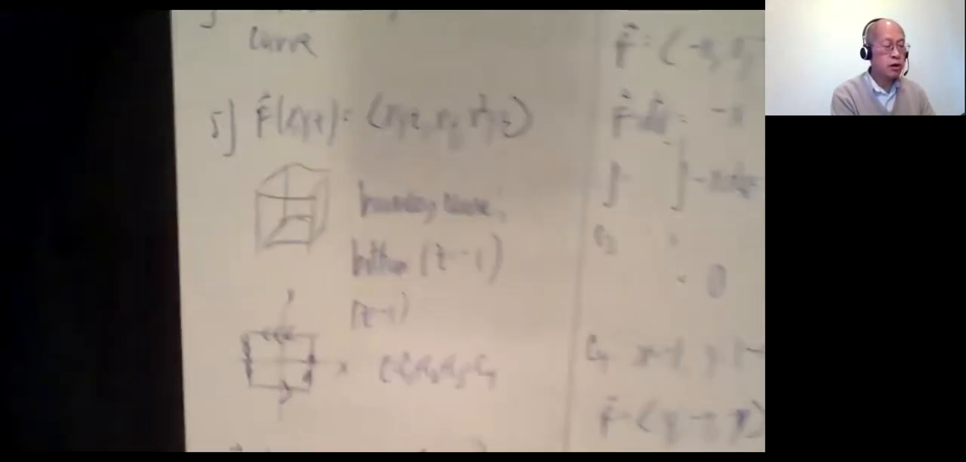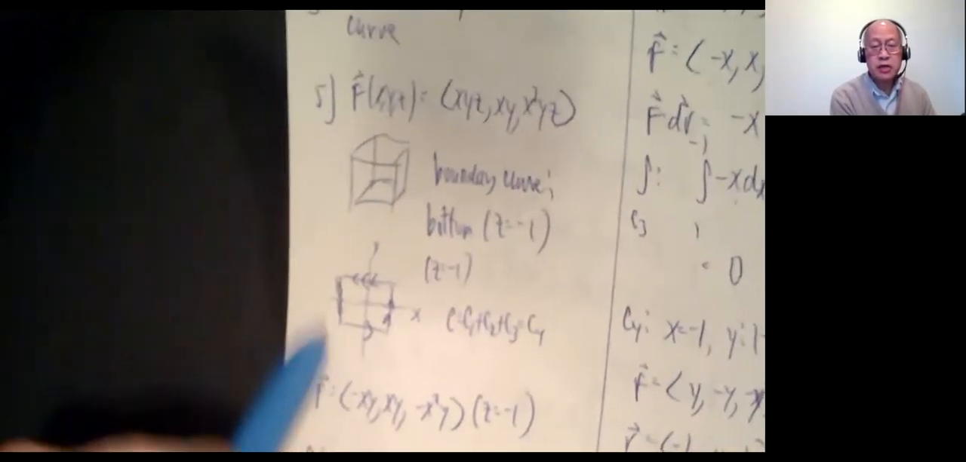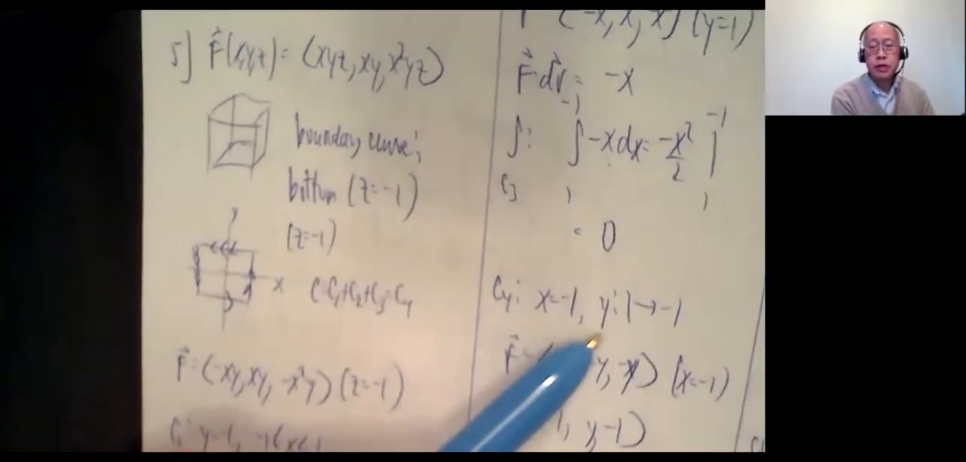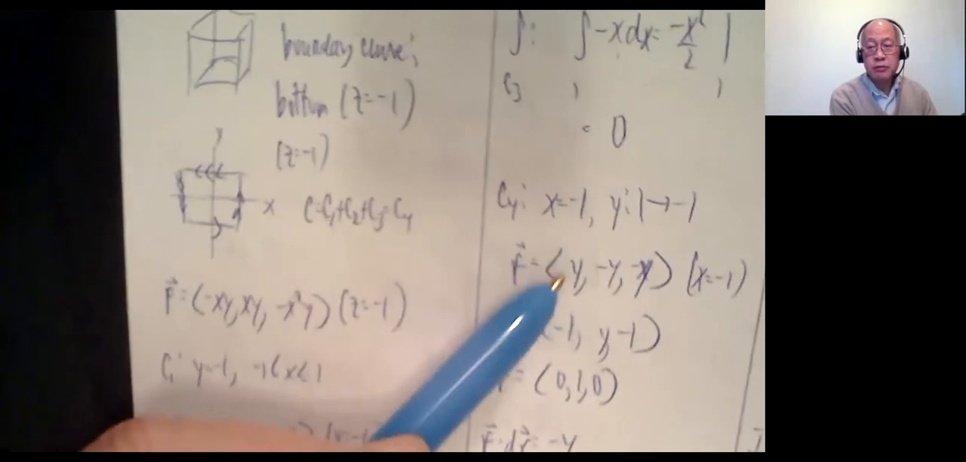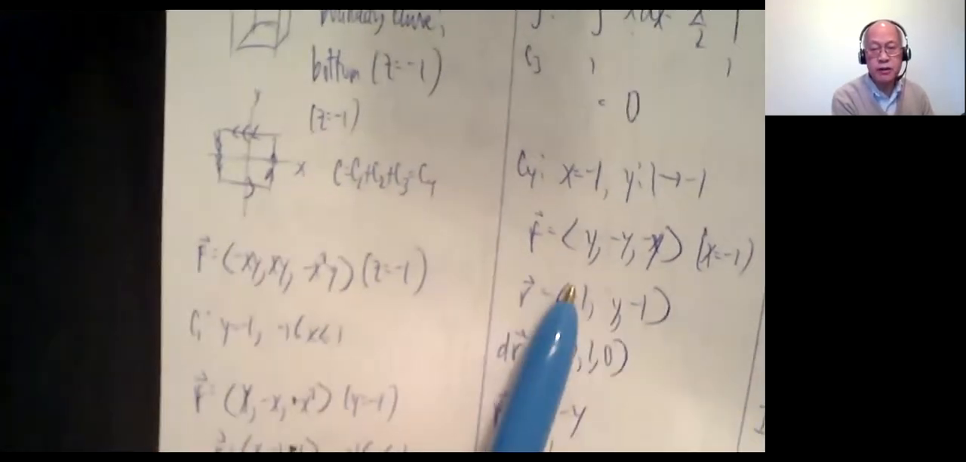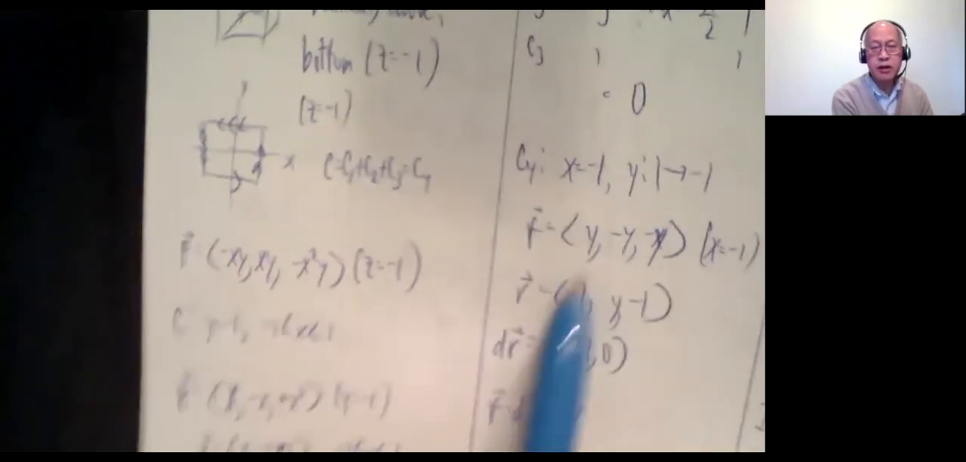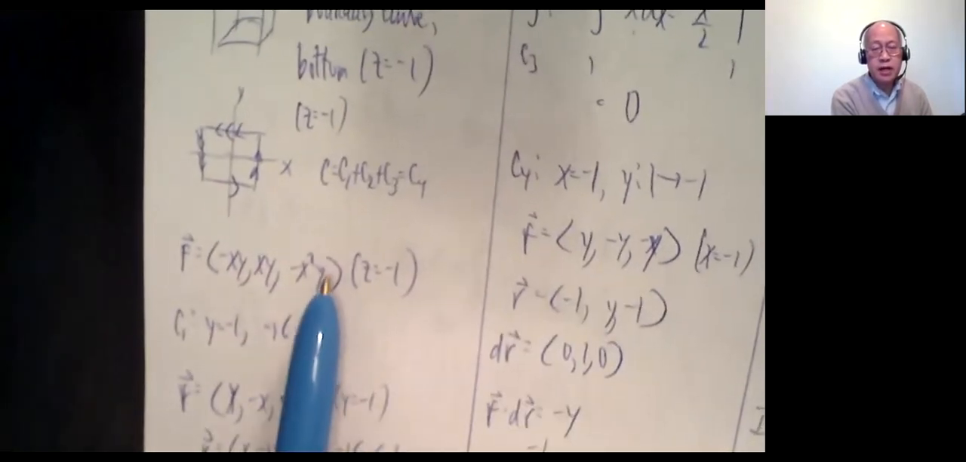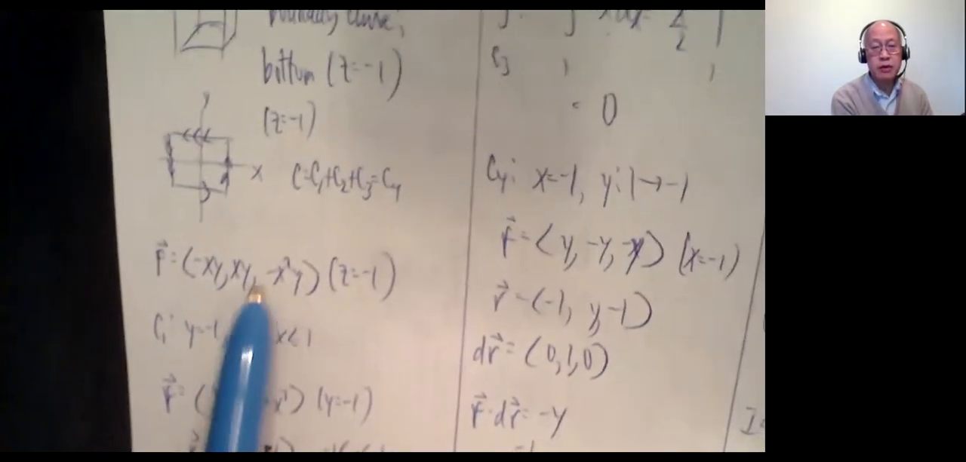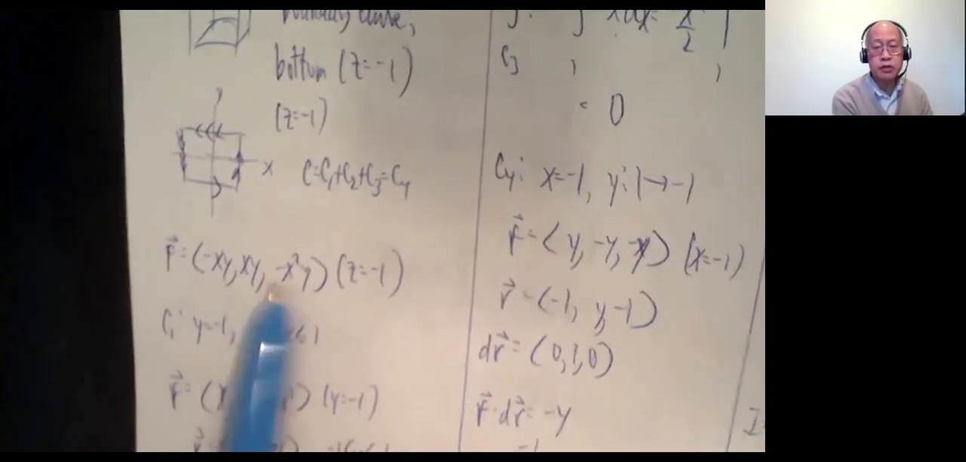Okay, finally C4. C4, x equals negative 1. And again, we're going down. So y has to go from 1 to negative 1. Okay, so y goes from 1 to negative 1. Okay, so plug in x equals negative 1. Put negative 1 there, and I have positive y. Put negative 1 there, negative y. Put negative 1 there. Negative 1 squared is 1, so I have negative y. So I'm plugging in x equals negative 1.